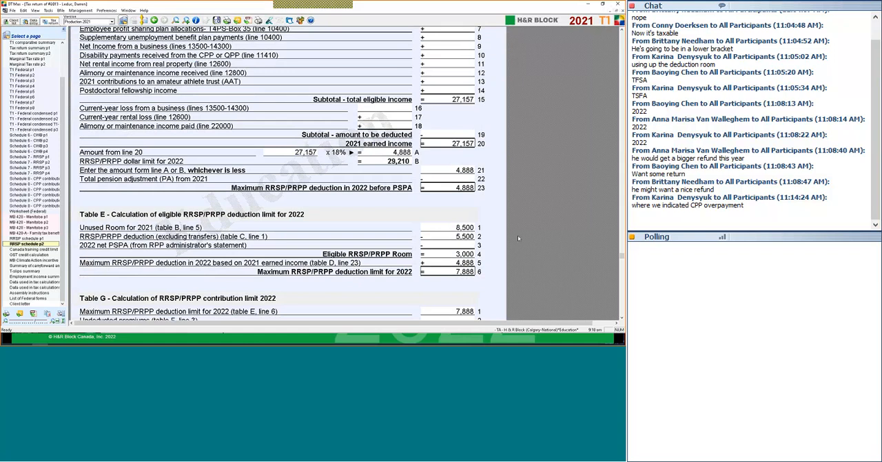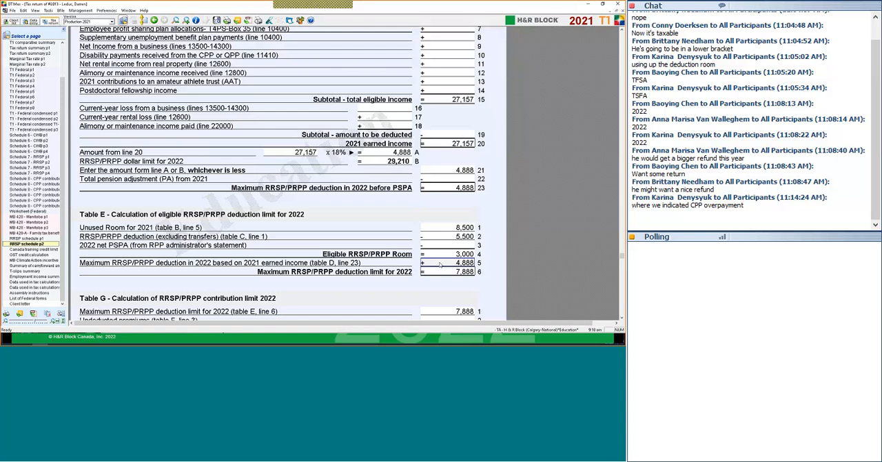How much room is he actually going to have? Well, the room he has now, minus the room he's using now, plus the eligible RSP room that we're calculating for next year, comes to $7,888 next year. So if he wins the lottery again, well, first of all, he should put it in a TFSA and not here. But if he doesn't take our advice and he puts it into an RSP, he can't go over that number.